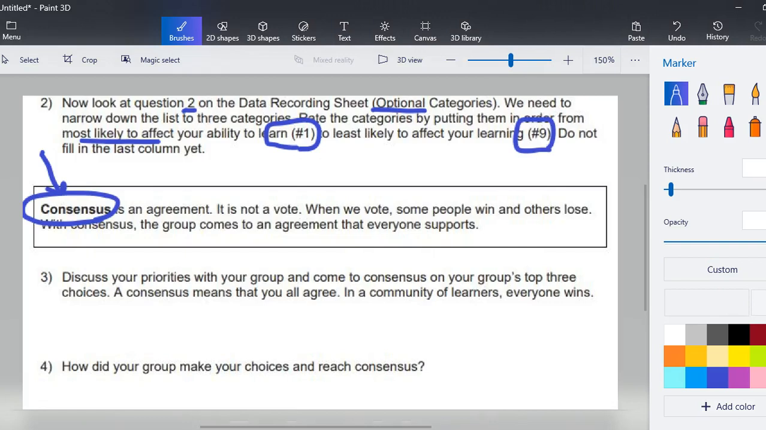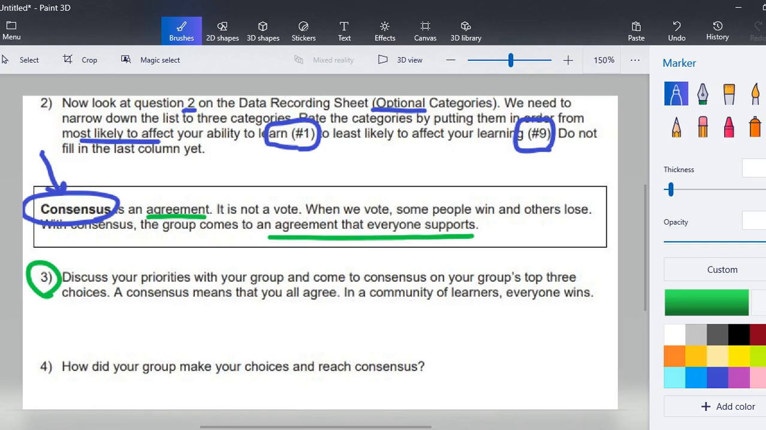What they're asking us to do next is to come to a consensus. We are not in small groups, so you're not going to be able to do this. So think about a time when you have come to a consensus, or think about sometimes when you think maybe consensus would have served you better. But you need to know this vocabulary word, that a consensus is an agreement. It's not an actual vote. When we vote, some people win, others lose, but with a consensus, the group comes to an agreement that everyone can support. Maybe not all excited about it, but they can go with it.